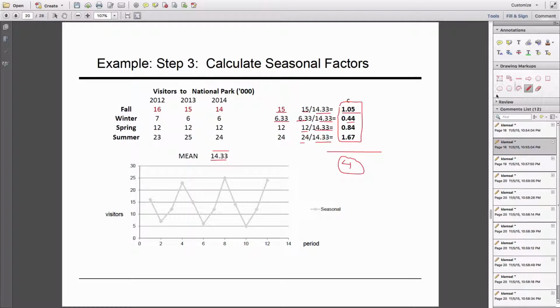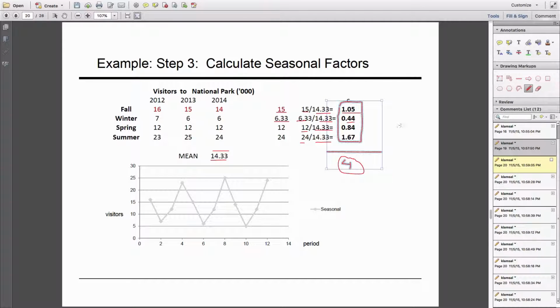What does it mean to have a summer factor of 1.67? Well, what it means is the demand in summer is going to be 1.67 times the baseline demand. On average, the demand in summer is going to be 1.67 times the baseline demand. And that's what makes sense.